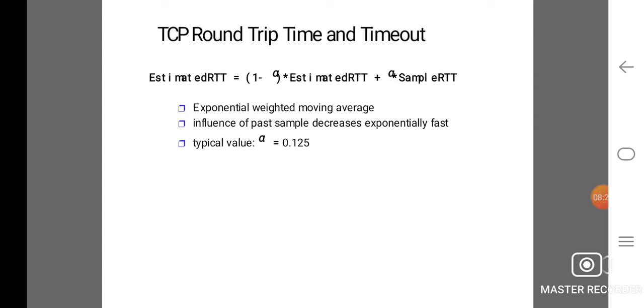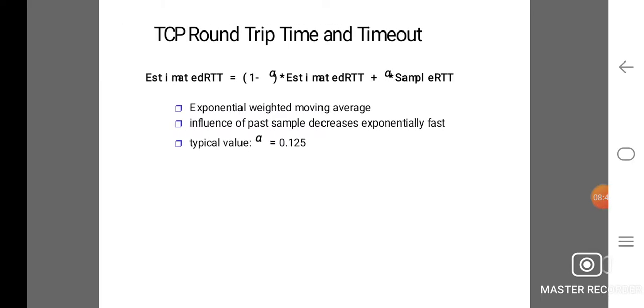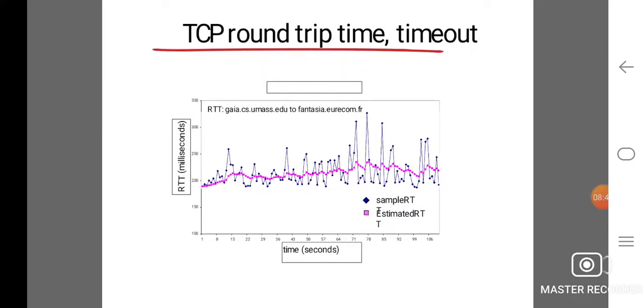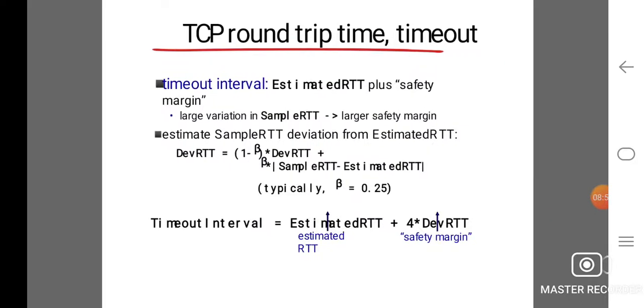TCP round trip time and timeout. EstimatedRTT is equal to (1 minus alpha) times EstimatedRTT plus alpha times SampleRTT. This is an exponential weighted moving average, and the influence of past samples decreases exponentially fast. The typical value of alpha is 0.125. This is the sample diagram that shows the TCP round trip time, RTT and time in seconds. This is the formula that is given to calculate the timeout interval.